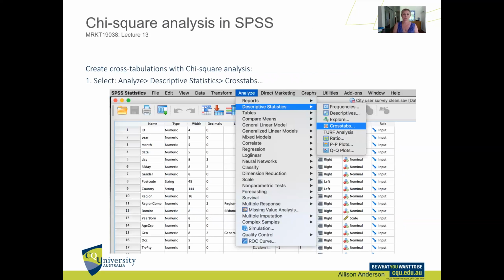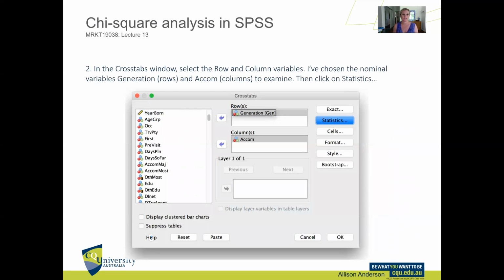Okay, so to do it in SPSS, and I'll let you do this yourself, so I won't talk you through it in great detail. You select Analyze, Descriptive Statistics and Crosstabs, which I've shown you how to do in the tutorial already. In the Crosstabs window, you can select the row and column variables.